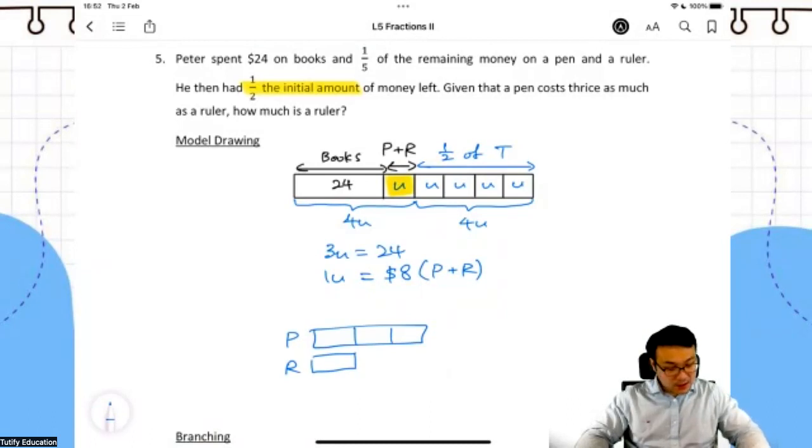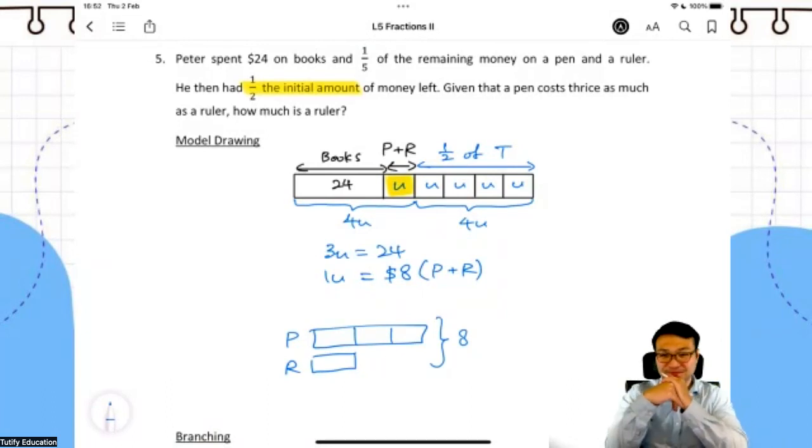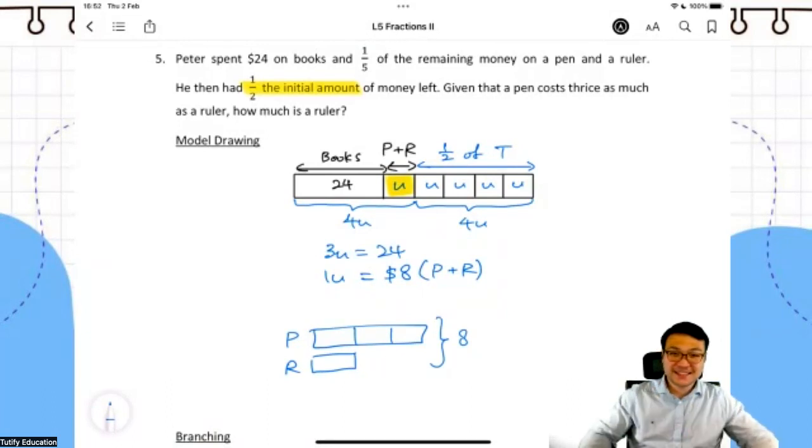He spent $8 on a pen and a ruler. Don't you think that this should be $8 then? So how much is the ruler? Say again. 2. Very good. Well done, Yuzia. So Yuzia, do you find model drawing useful, or do you prefer branching? Either one's fine. Okay, well done.